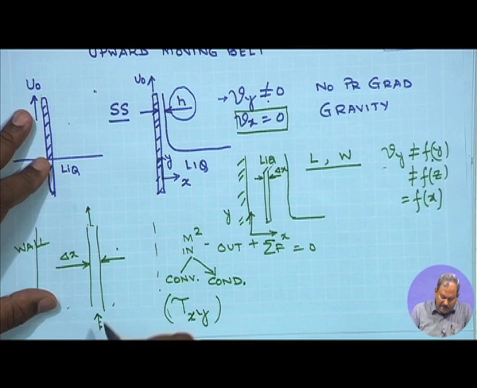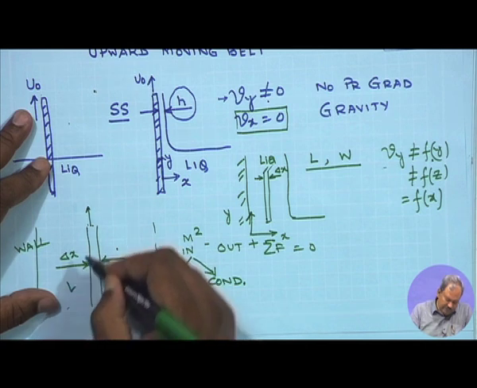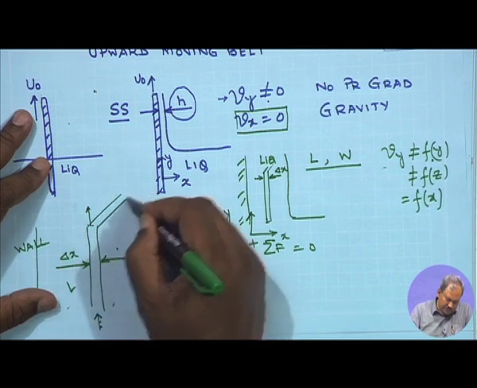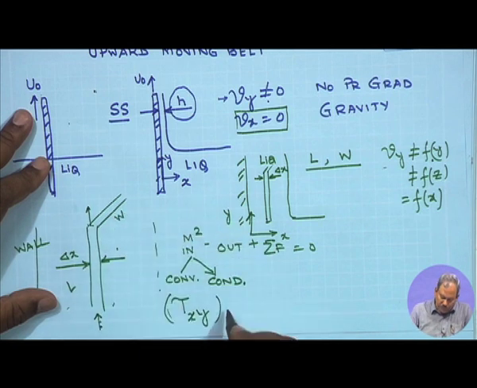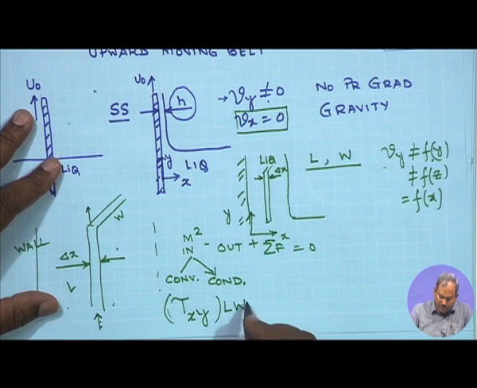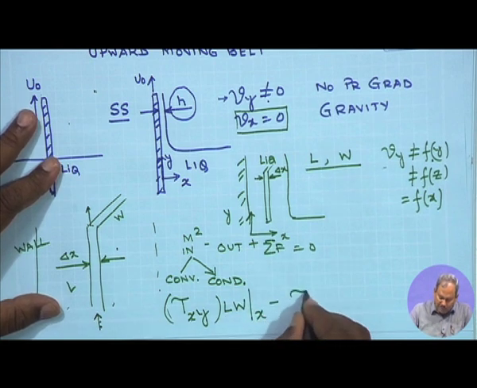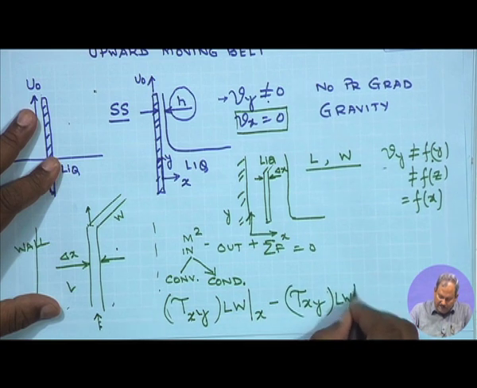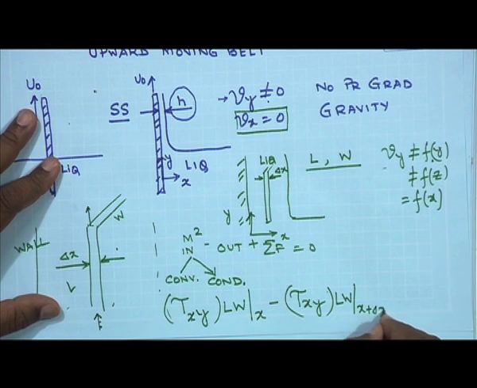It's acting on an area, this is L and the width of this is W. So, it's acting on an area which is L times W, and this is evaluated at x. The out one is going to be tau xy multiplied by L and W again, evaluated at x plus delta x, and there's no body force which is acting on it, it's only the gravity force.